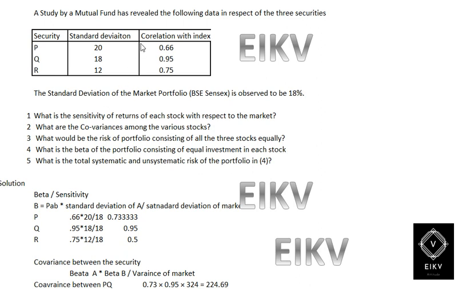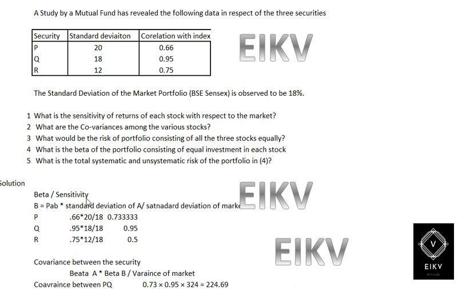So in this illustration, they have given three securities of a portfolio, and the standard deviation of each security has been given, and their correlation with the index has also been given. Now you are required to compute the sensitivity of return of each stock with respect to the market. So for that computation we have to compute the beta. So beta is called sensitivity.